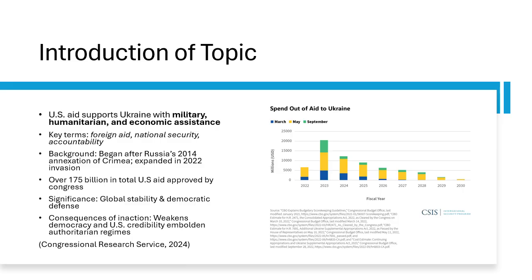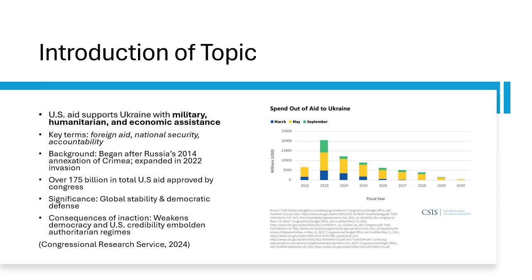This aid includes military, humanitarian, and economic support to help Ukraine defend itself against Russia's invasion, which began in February 2022. U.S. involvement began after Russia annexed Crimea in 2014, but it expanded dramatically following the full-scale invasion in 2022. Since then, Congress has approved over 175 billion in total aid, showing strong government action in support of Ukraine. This issue is significant because it affects democracy, global stability, and America's reputation as a world leader.